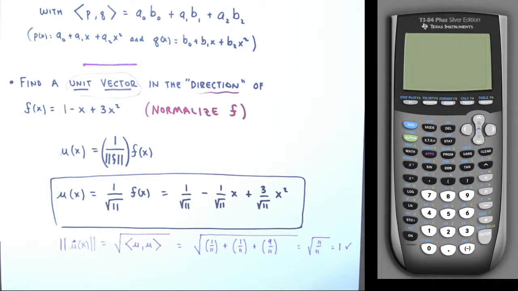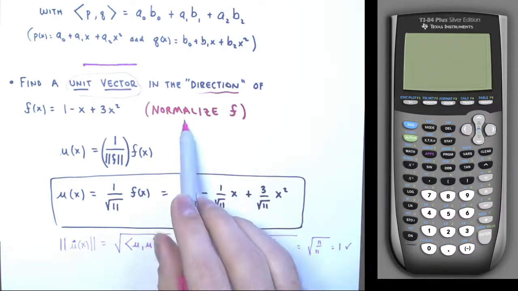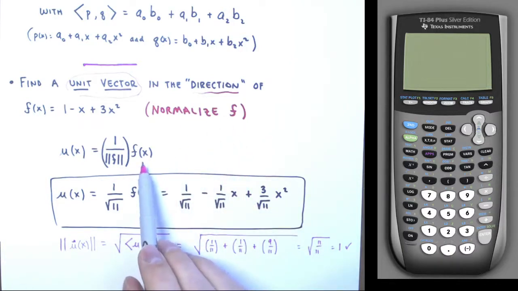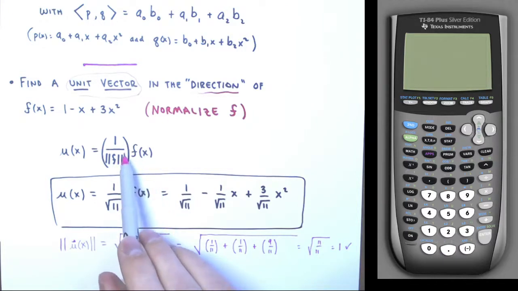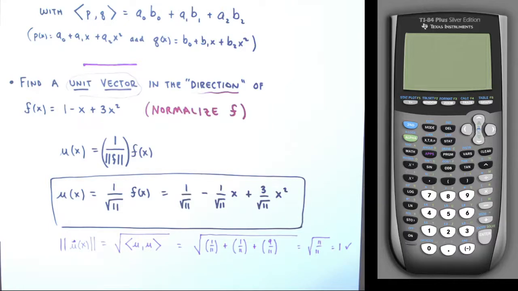Great. Again, very easy to normalize a vector. Just multiply that vector by the reciprocal of its norm, and you'll get a unit vector that is in the same direction, where by same direction I mean a positive scalar multiple of it.